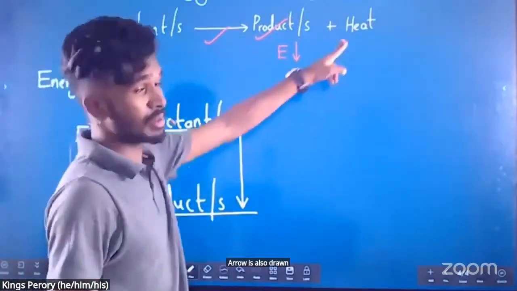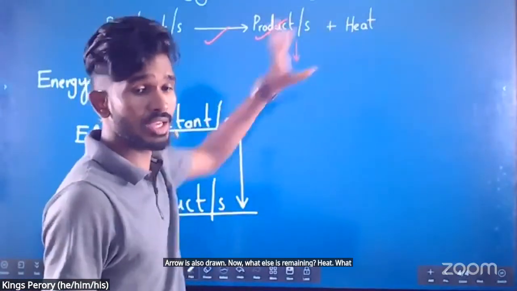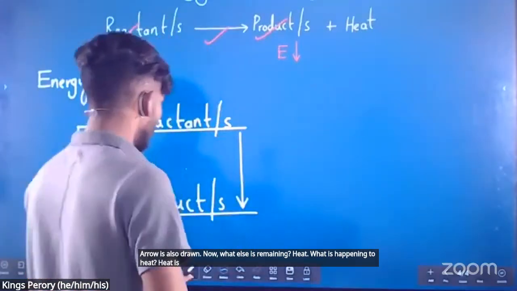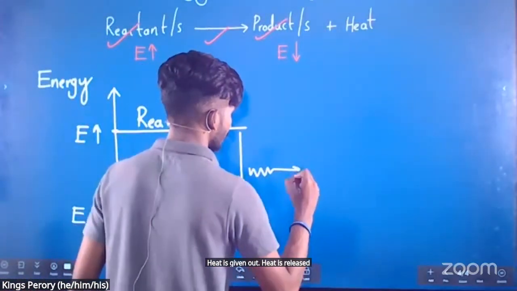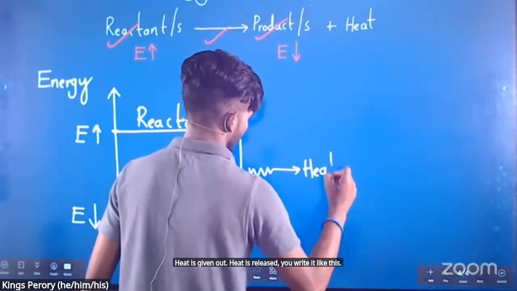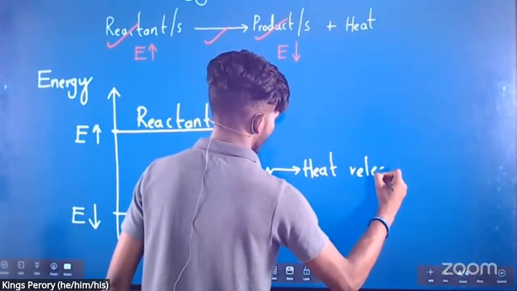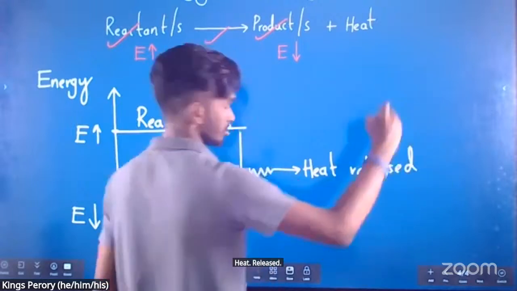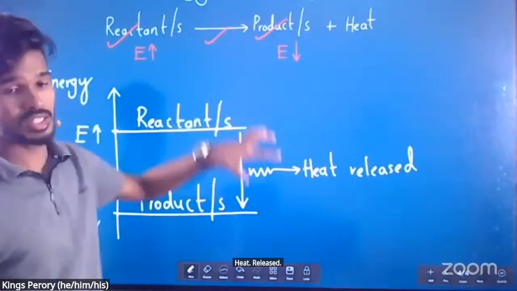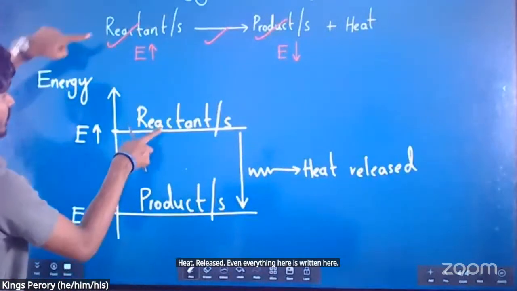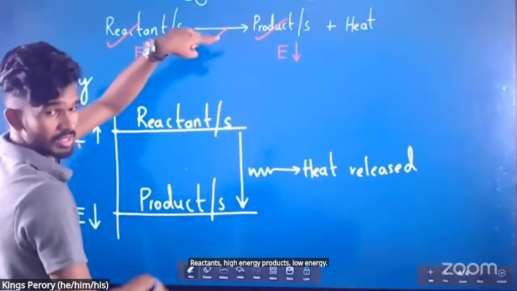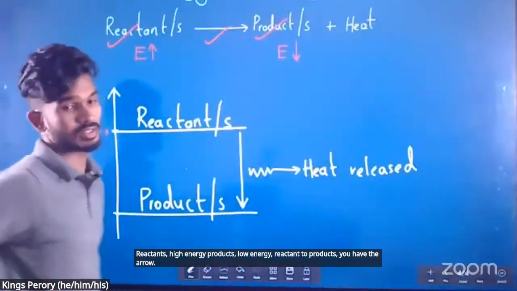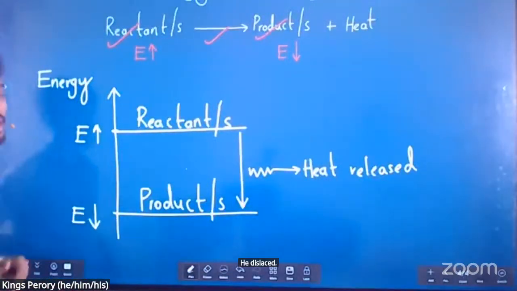Now, what else is remaining? Heat. What is happening to heat? Heat is released, heat is given out. You write it like this: heat released. See whether everything here is written. Reactants, high energy. Products, low energy. Reactant to product, you have the arrow. Heat is released. This is an energy level diagram.